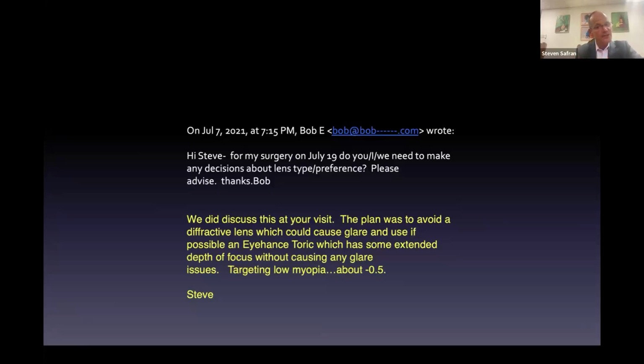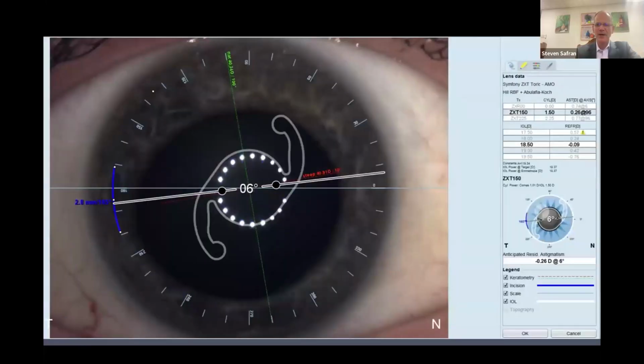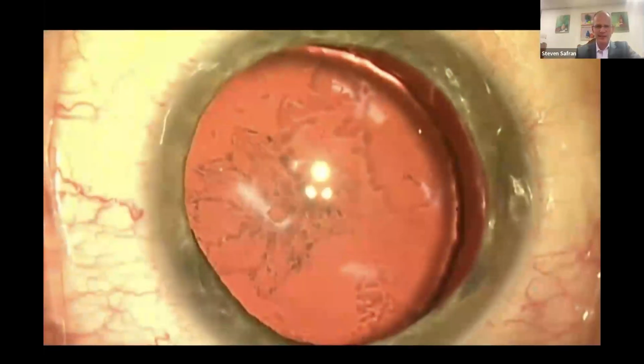We did discuss all of this at your visit. I spent a lot of time with them going over all of this. The plan was to put in an eye-hands toric, a monofocal, give him a little extra depth of focus, target low myopia. I didn't want to use a multifocal on him because he was glare averse. And these are my measurements, and you can see this is what the plan was with the toric lens.